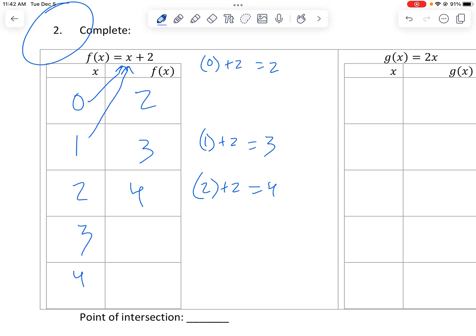And hopefully you realize that this is linear. This is the y-intercept that goes there. And then my slope here in front is 1. That lets me know it's just adding 1 each time. So I know it's going to go 2, 3, 4, 5, and 6, like that.